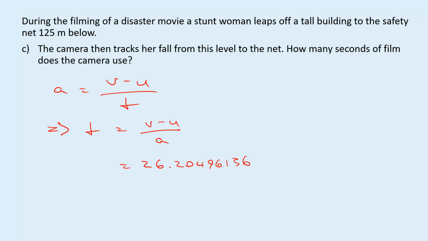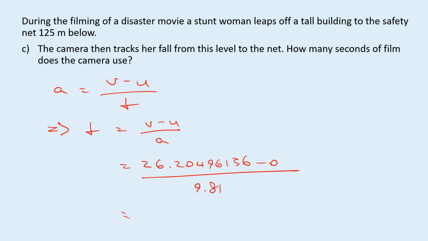Great. Minus u, well, that was her initial velocity. She had no vertical velocity as she started her fall, so minus 0. Which, you could think, oh, I won't even bother putting the minus 0 in because it's not going to do anything. But we really should show our working. The equation says v minus u, so we've got a number minus a number. So let's just put it in, even though the number is 0 there. And this is divided by the acceleration, which was 9.81.